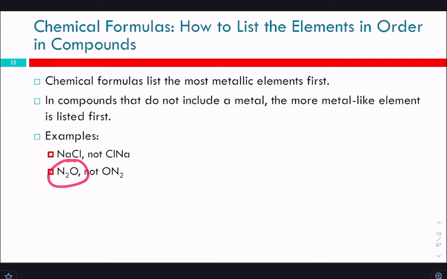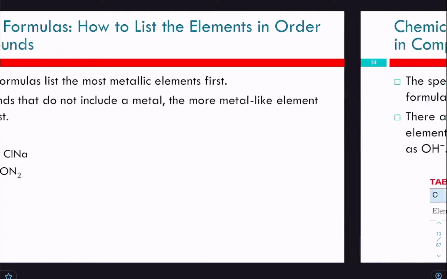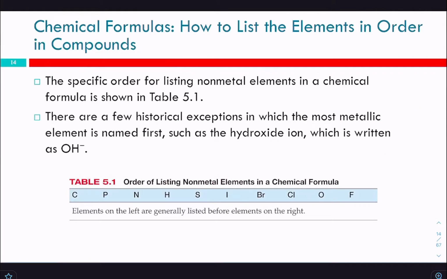For a compound with nonmetals, like dinitrogen oxide, nitrogen is to the left of oxygen. So it has, if only slightly, more metallic character than oxygen. And there is also a list here. So write the most metallic first, followed by the less metallic element. If you want something that's even more specific than that, you can use this order or this list here.